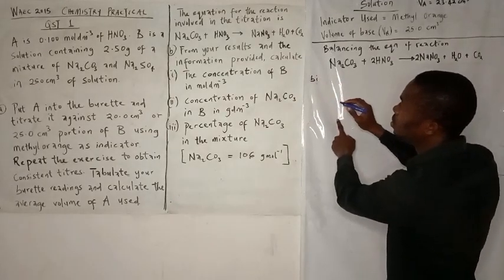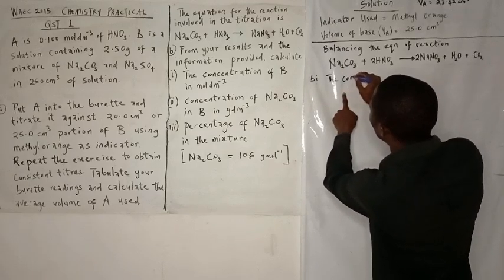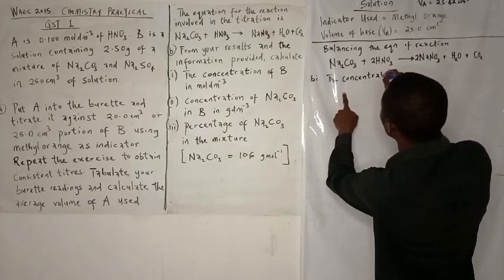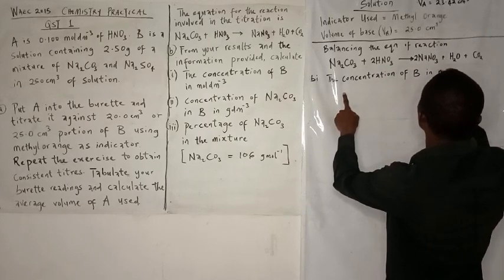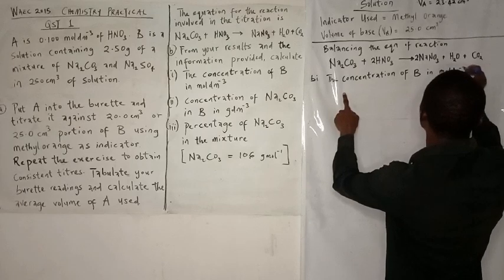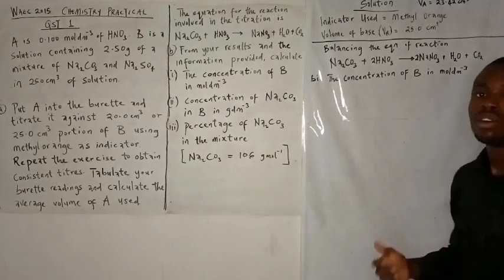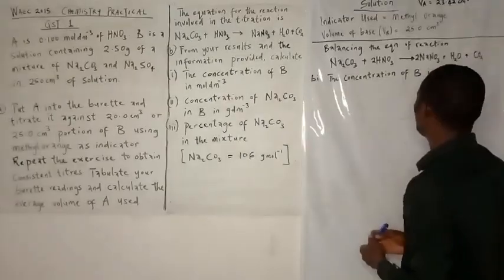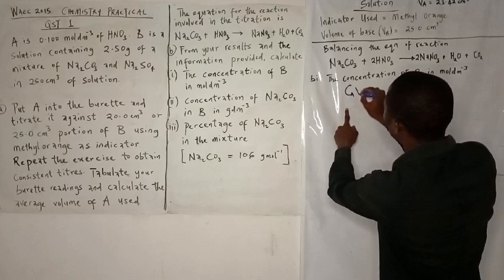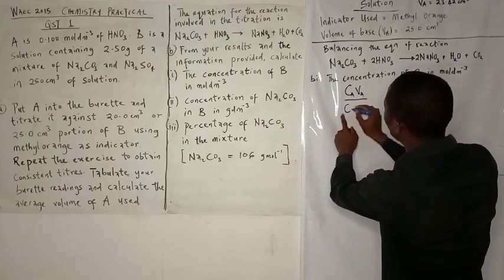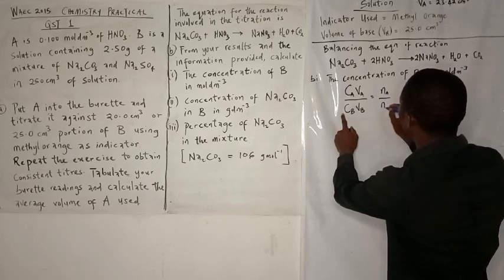It says, from the result and the information provided, calculate the concentration of B in mole per dm cube. Remember that concentration in mole per dm cube is also the same as molar concentration. And then we will use the formula CaVa over CbVb is equal to Na over Nb.